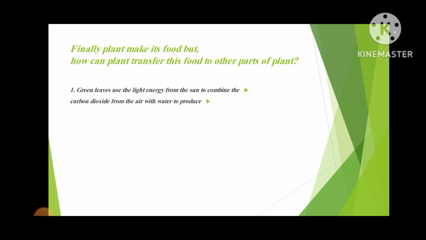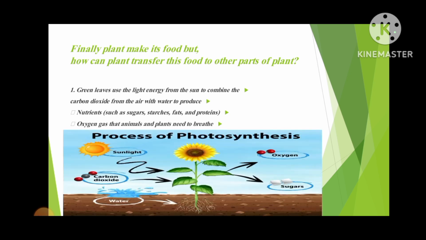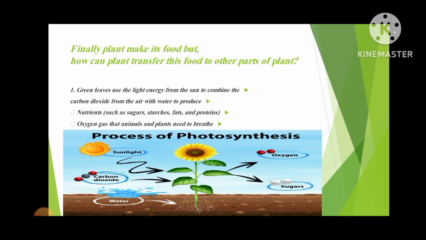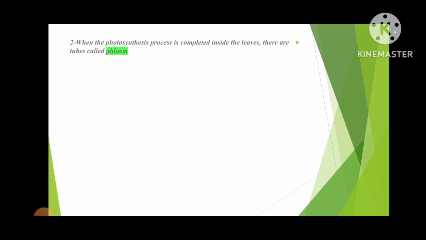But how can the plant transfer food to other parts of the plant? We see that the green leaf uses light energy from the sun to combine carbon dioxide from the air with water to produce nutrients like sugar and oxygen gas. After that, how does sugar transfer from the leaf to all parts of the plant?